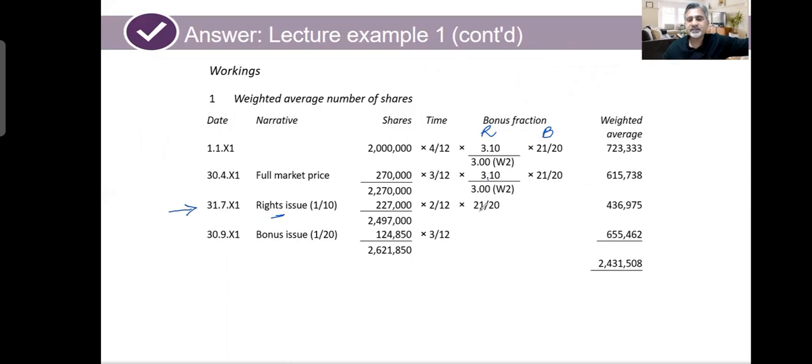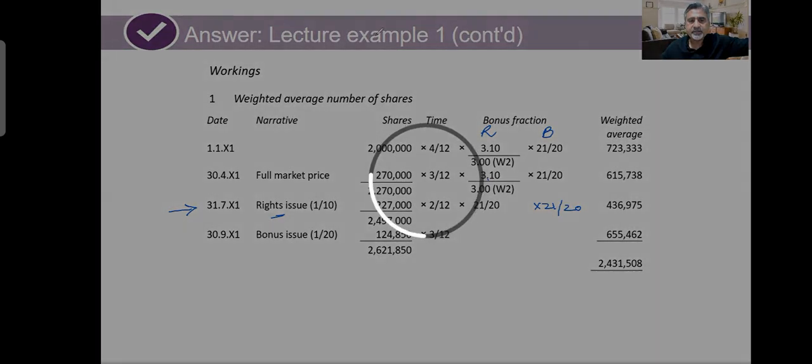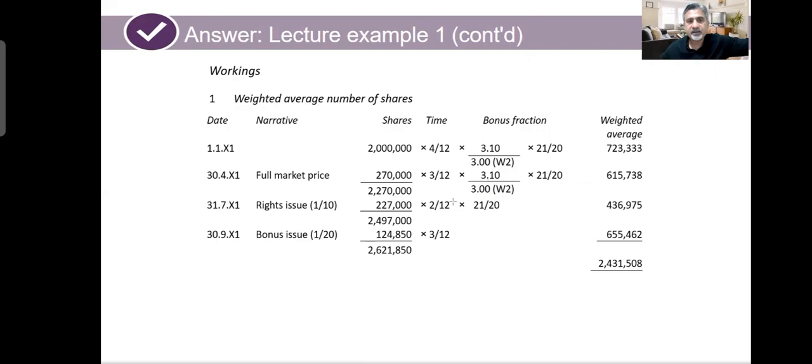And if you notice, you only multiply it with 21 by 20. This thing comes in and this thing disappears. This thing is gone, 3/10, because 3/10 was the right issue and this was the bonus. So you are issuing the right issue on that particular date, so that is gone. The right issue was given for this period, and here you are offering the right issue. So you don't need to use the right issue fraction. It is removed. Only 227. How did you calculate 227 by 2497?